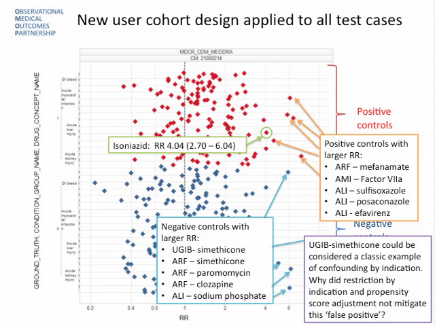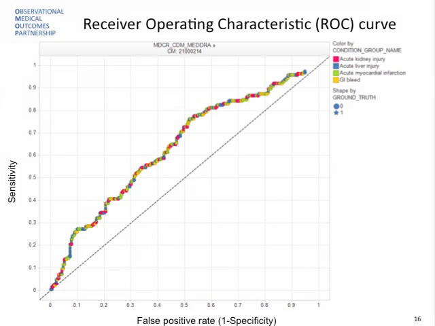So again, this is 399 test cases, and it's a pretty busy picture, in keeping with the OMOP tradition. But effectively what we wanted to do here was develop quantitative ways to evaluate the performance of these methods, so that we would have a mechanism and a benchmark to be able to compare performance. And one way to do that is to use a receiver operating characteristic curve.